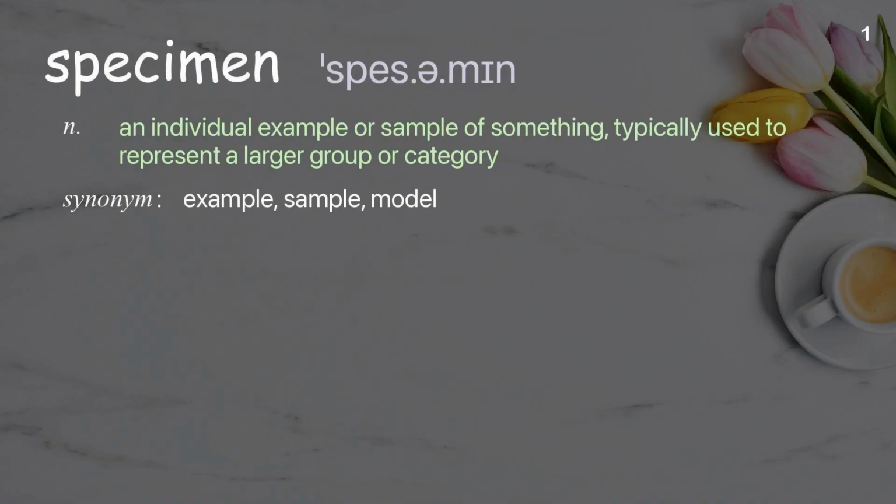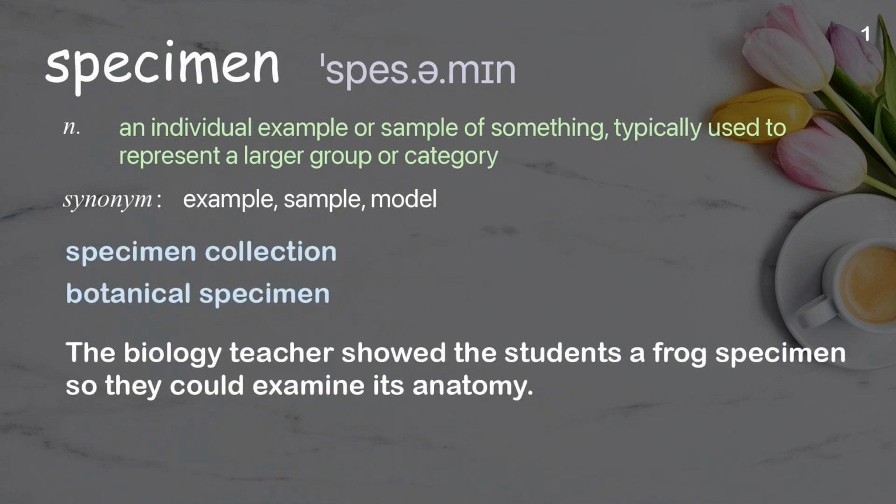Specimen. An individual example or sample of something, typically used to represent a larger group or category. Examples: Specimen collection, botanical specimen. The biology teacher showed the students a frog specimen so they could examine its anatomy.